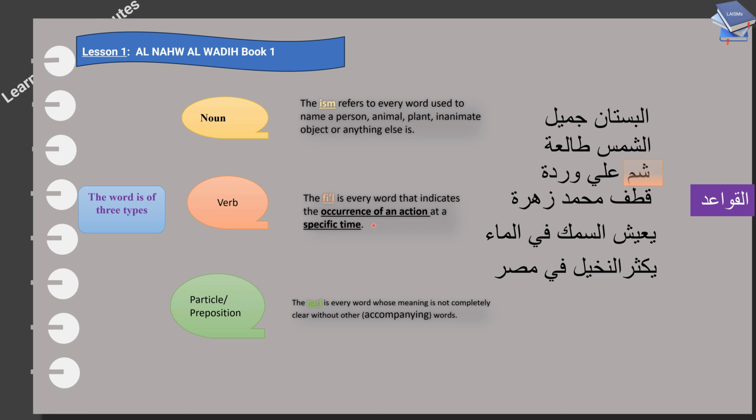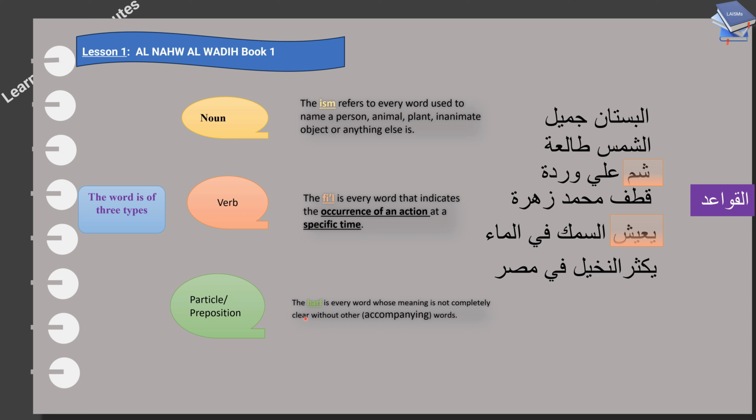Obviously, this is in our upcoming lesson, so we're not going to really talk about it. But it shows whether it's in the past, ماضي, مضارع, or it's فعل الأمر. But this is something we'll cover later on. يعيش is another verb. يعيش السمك في الماء. Again, يعيش, does it show occurrence of an action? Yes, it indicates. Does it show specific time? Yes. Again, we're not going to talk about it because we've got it in our upcoming lesson.